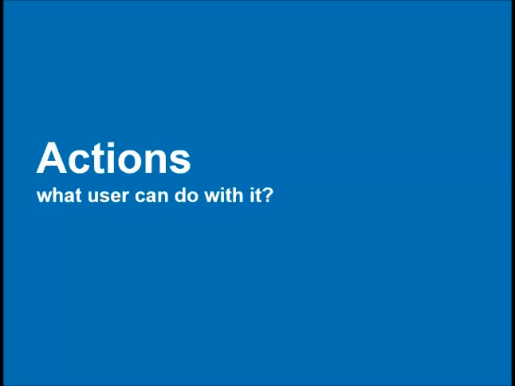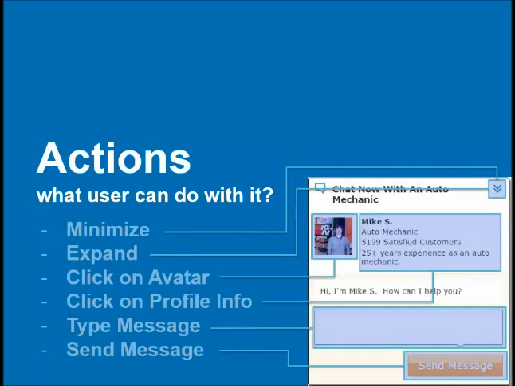When we speak about event tracking, user actions are the thing that naturally comes to our mind. So what can a user do with our feature? For the chat window, the user can minimize and expand it. They can click on the avatar photo or on the profile info, type a message or send a message. Sending the message is the main feature of this chat pop-up window, so probably the best thing to start with is tracking the send message action.